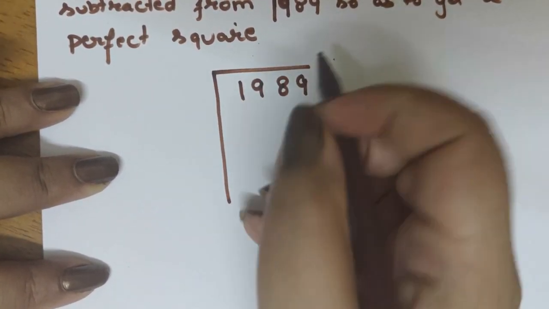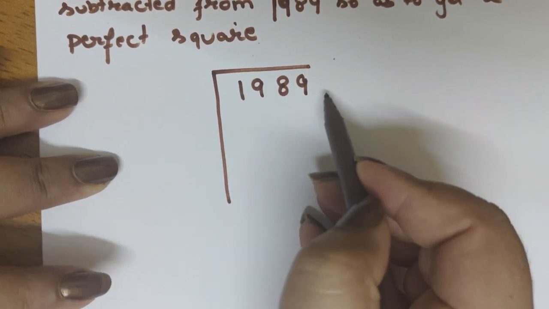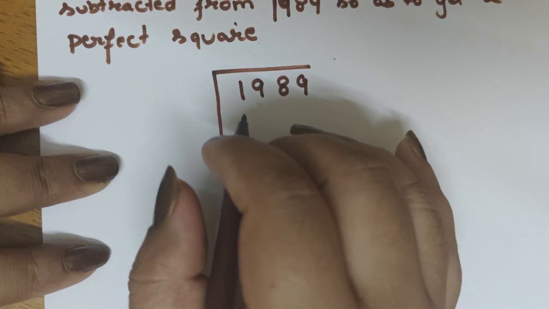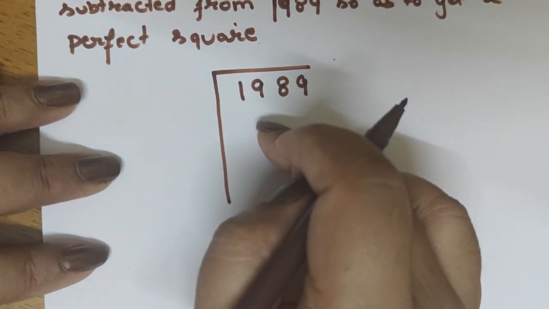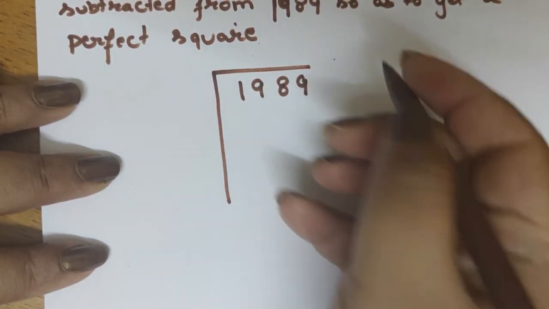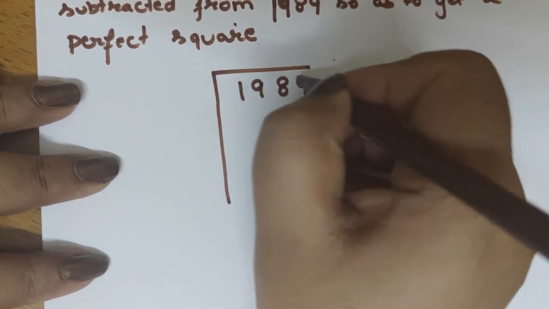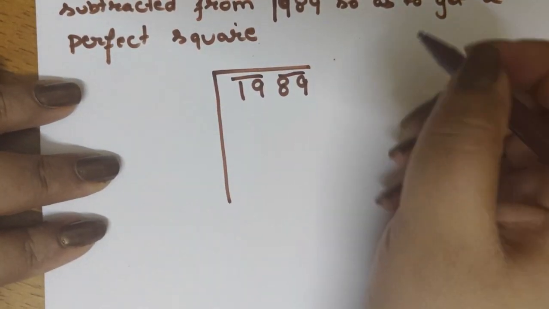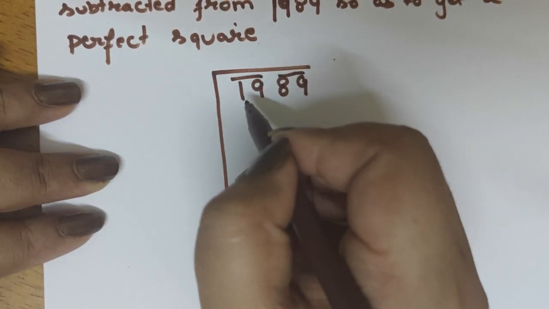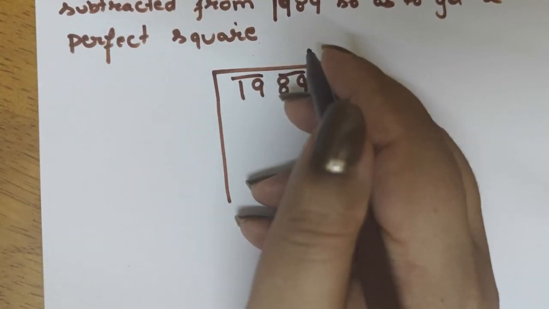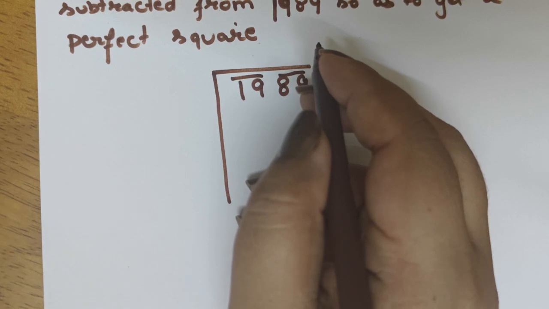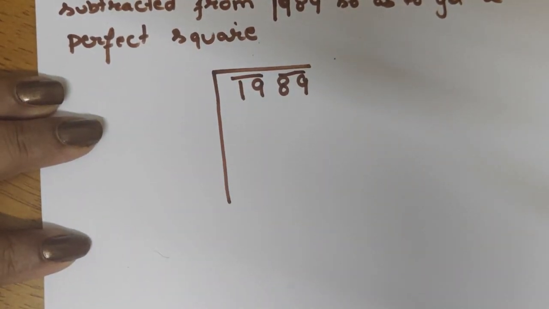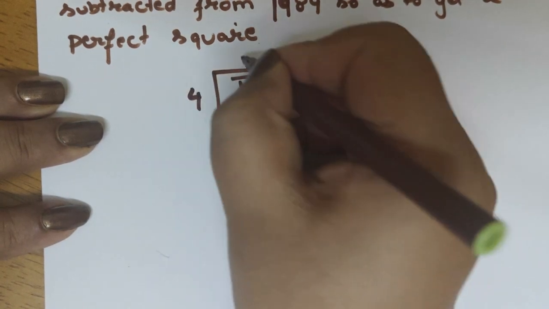So what we will do is we will start finding the square root of 1989. They mean that 1989 is not a perfect square for now. We have to add or subtract something so that it can become a perfect square. So we will start pairing it up from the right hand side. First pair is this 19. So 4 4s are 16, 5 5s are 25. So what will come here? 4.